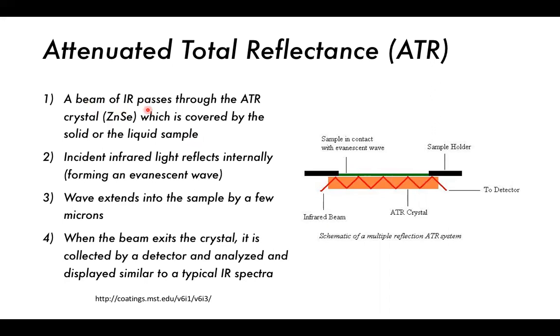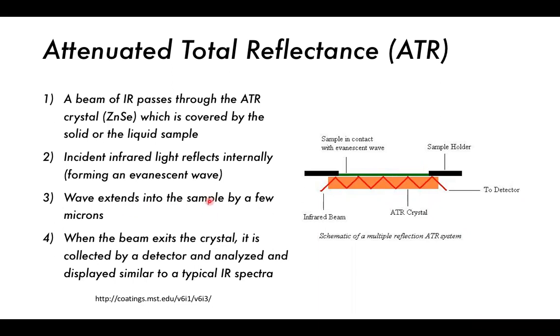So a beam of IR passes through the ATR crystal, which is either diamond or zinc selenide, which is then covered by the sample, which is either solid or liquid over the top here. The incident infrared light reflects internally, forming an evanescent wave. So this is the path of the light. You can see it creates this evanescent wave effect where the wave kind of overlaps into the sample where the sample would be.